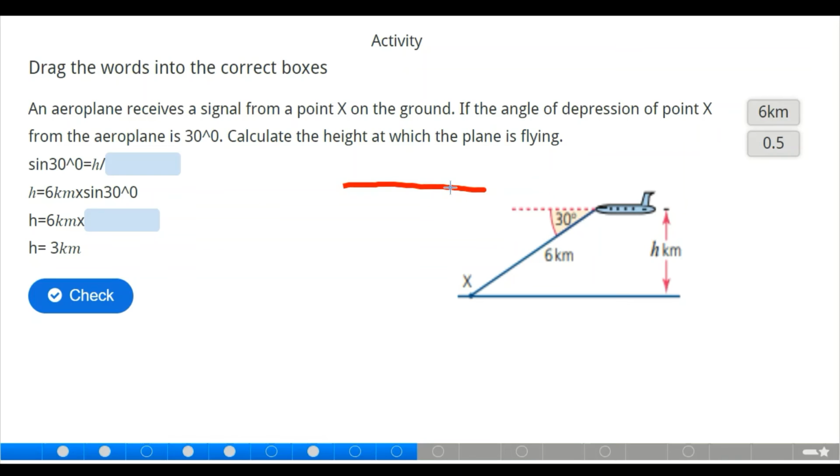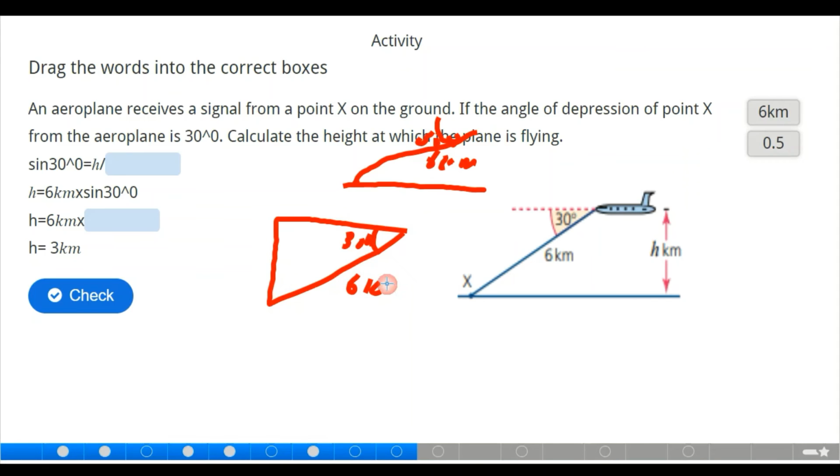Okay, so from the ground there is a signal, and the angle there is 30 degrees. We are told that the length is 6 kilometers. So it's more or less like you have a stretch of something like this. This is the sketch here now. So we have 30 degrees here, we have 6 kilometers, and we are looking for the height.